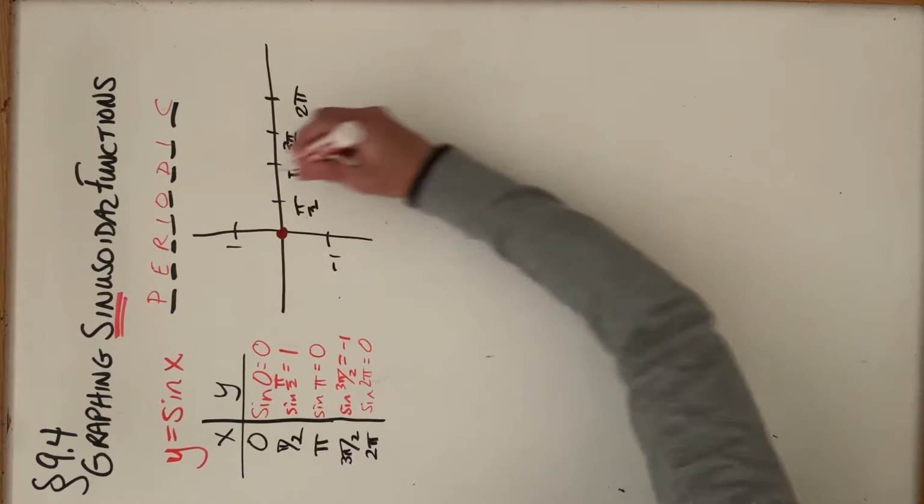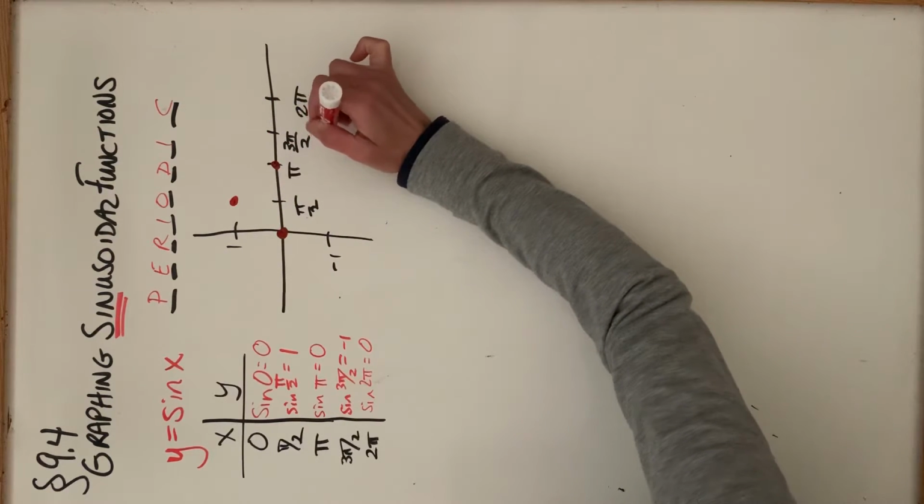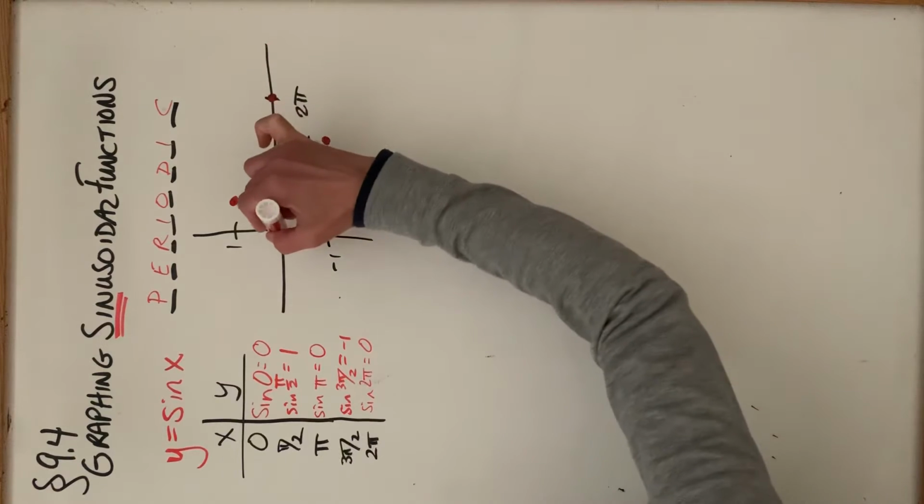Okay, so we've got a point at (0, 0), (pi over 2, 1), (pi, 0), (3 pi over 2, negative 1), and (2 pi, 0).